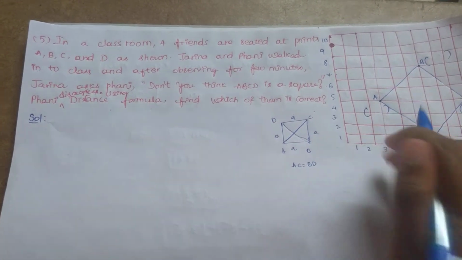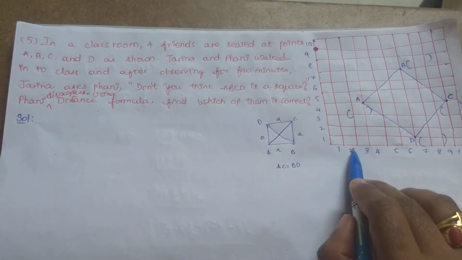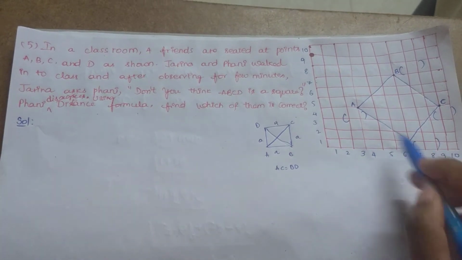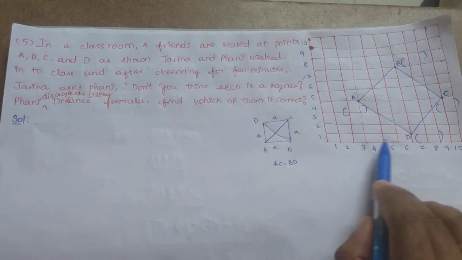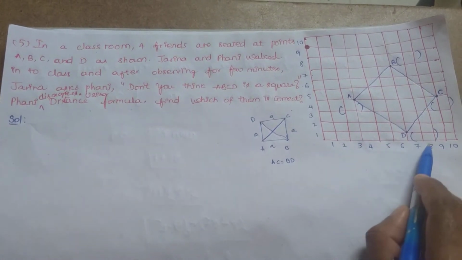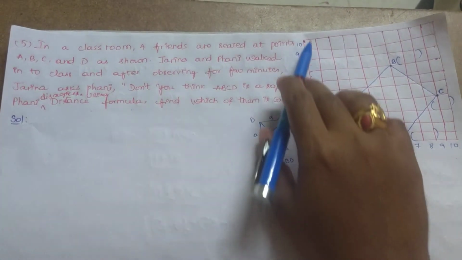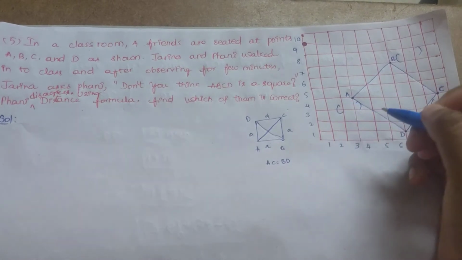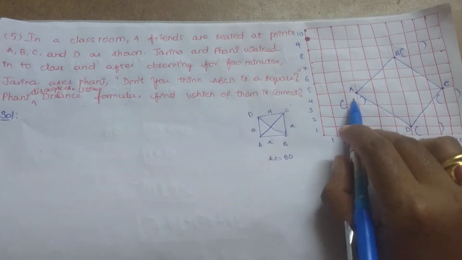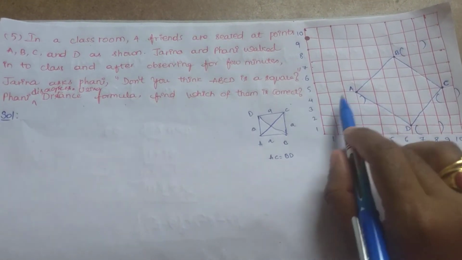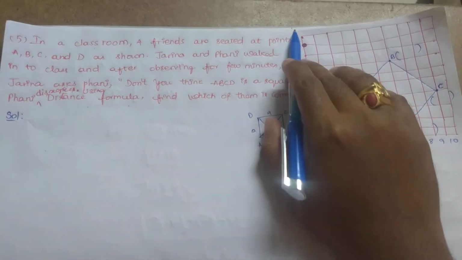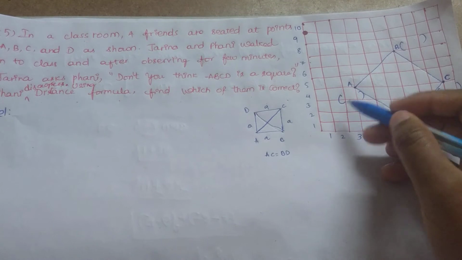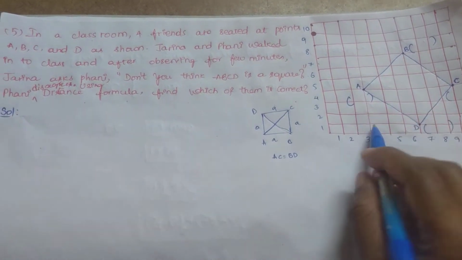Here, 10 boxes are there horizontally and vertically. Horizontally, you see 1, 2, 3, 4, 5, 6, 7, 8, 9, 10, and in the same way vertically also. What will be the x and y coordinates for A? Let us consider this as the x-axis and this as the y-axis. For making the points clear, I am explaining this.